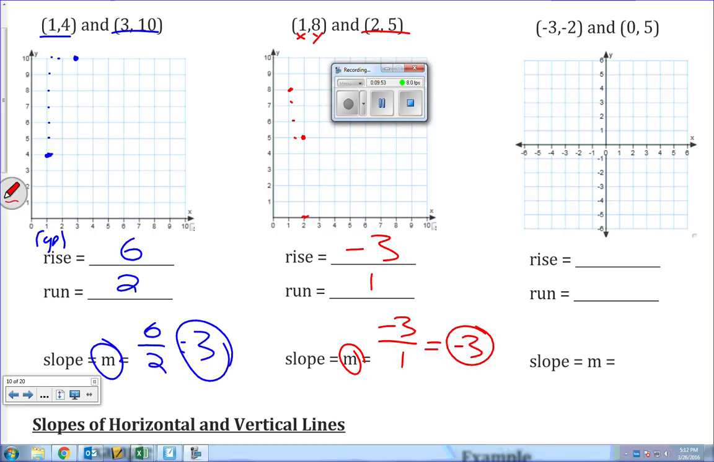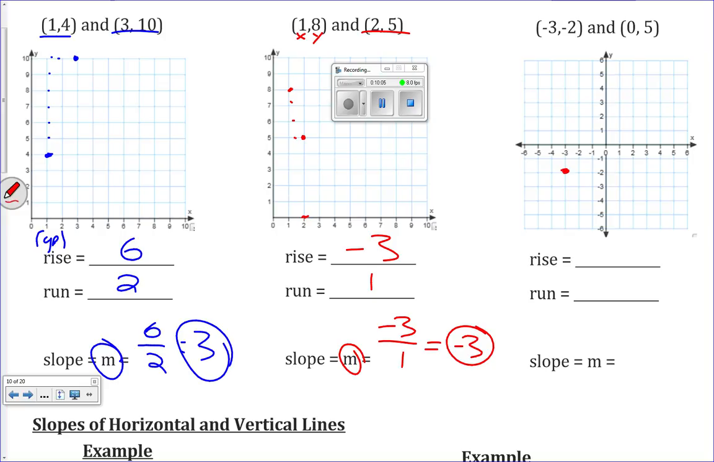Okay, hopefully we're done. We're going to plot our points. -3, -2. I'm going to go backwards 3, left 3, and then down 2. There's my first point. Then I'm going to go left or right 0, right? I'm not going to go anywhere. I'm just going to go straight up 5. There are my 2 points. How far up did I go? We can count. 1, 2, 3, 4, 5, 6, 7 up and over.